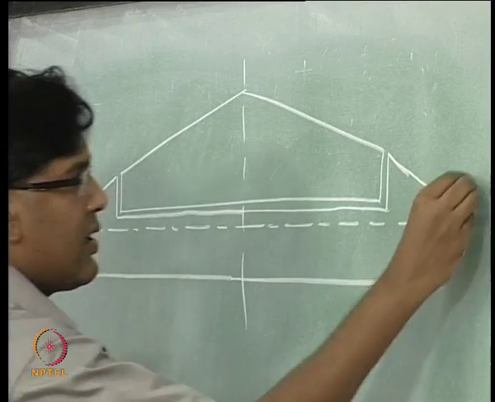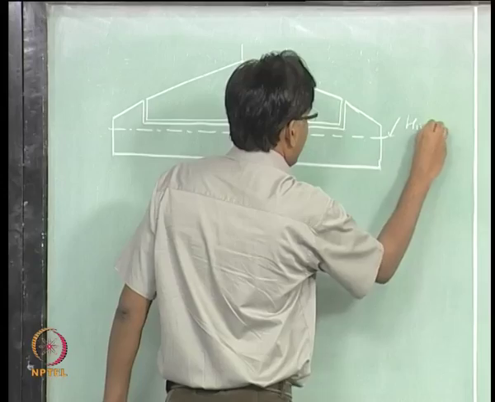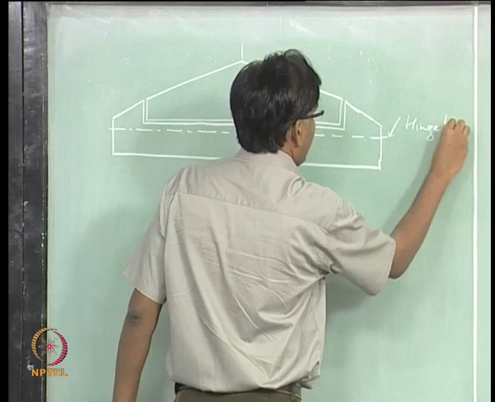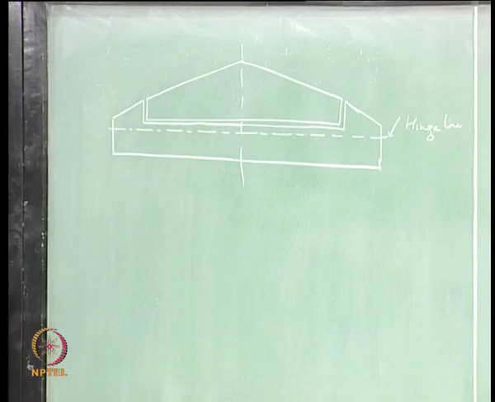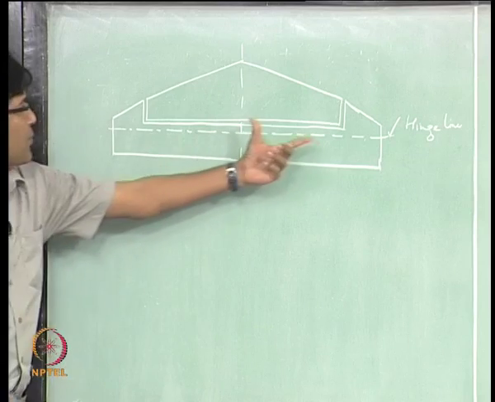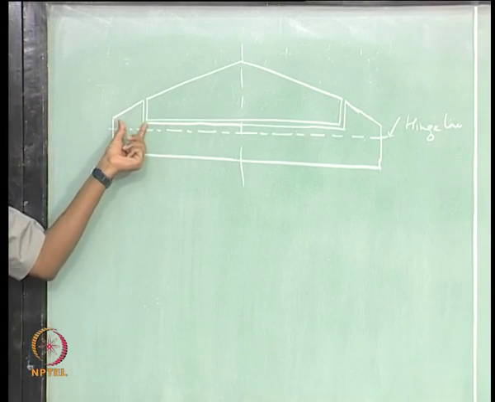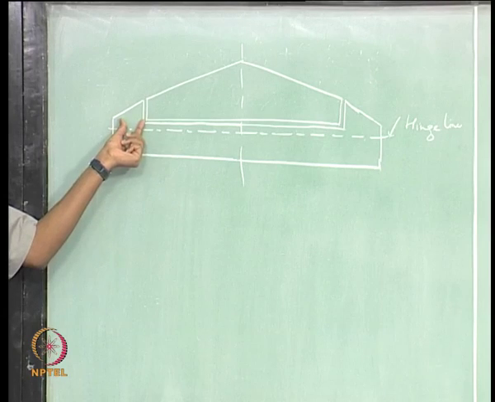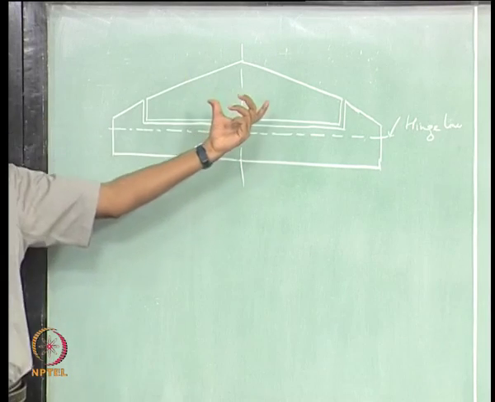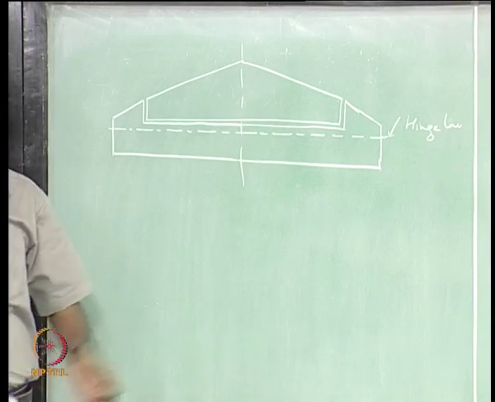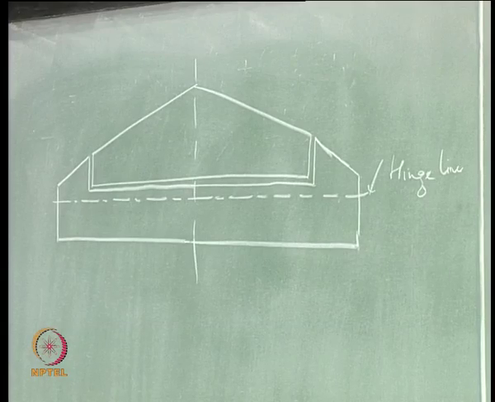This is your hinge line. Okay. This part is elevator. What I have done here, I have extended this portion, right, so that it joins nicely with this part, isn't it? Why I have done that?